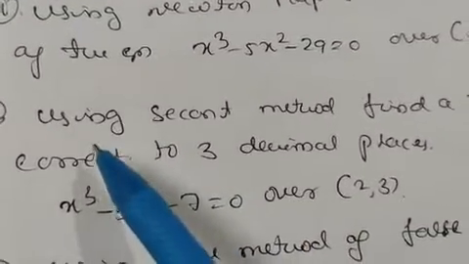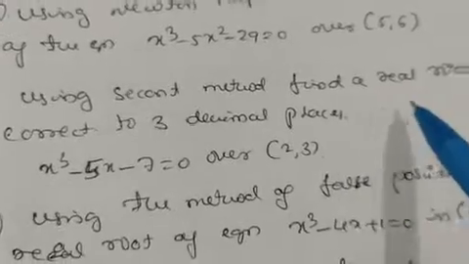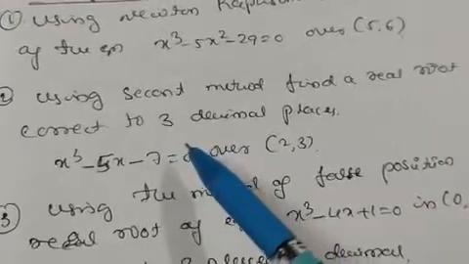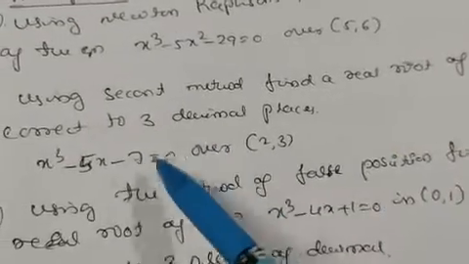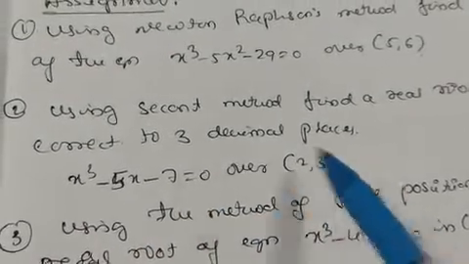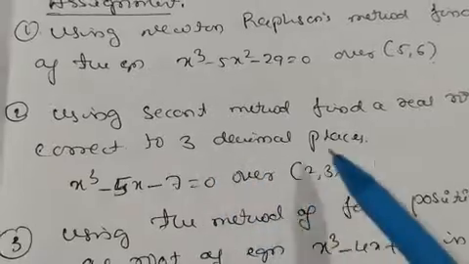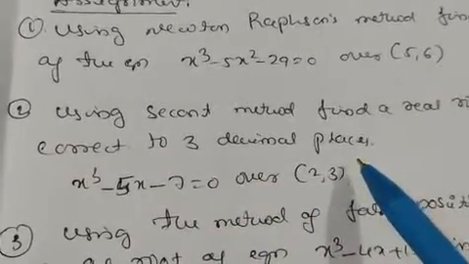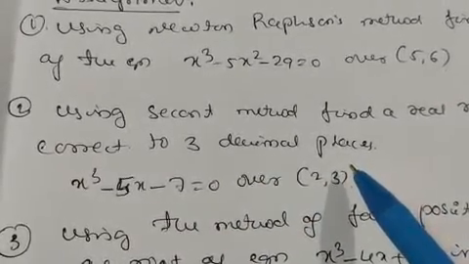This is an assignment for you. Using the secant method, find a real root of the equation x cube minus 5x minus 7 equal to 0 over the interval 2, 3, correct up to 3 decimal places. You try to solve this example using this same method.